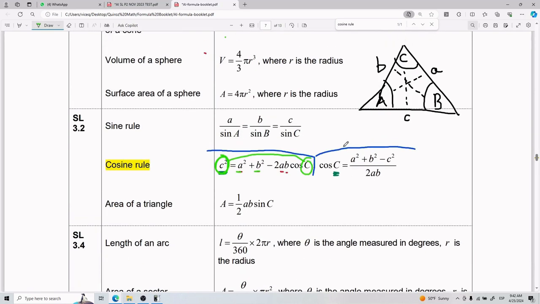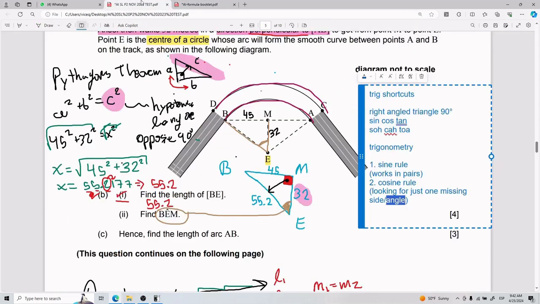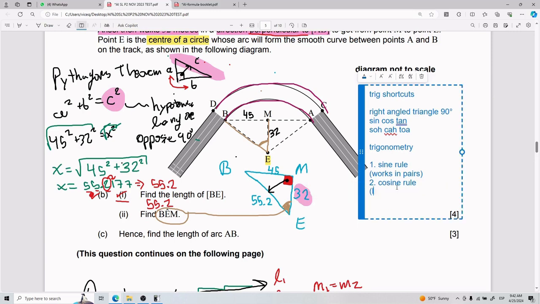While the other version is, I'm looking for one angle and I have all the sides. All right, so that is what I tried to express earlier. So it's not really that you're looking for just one side or angle, but maybe now it makes a little bit more sense.